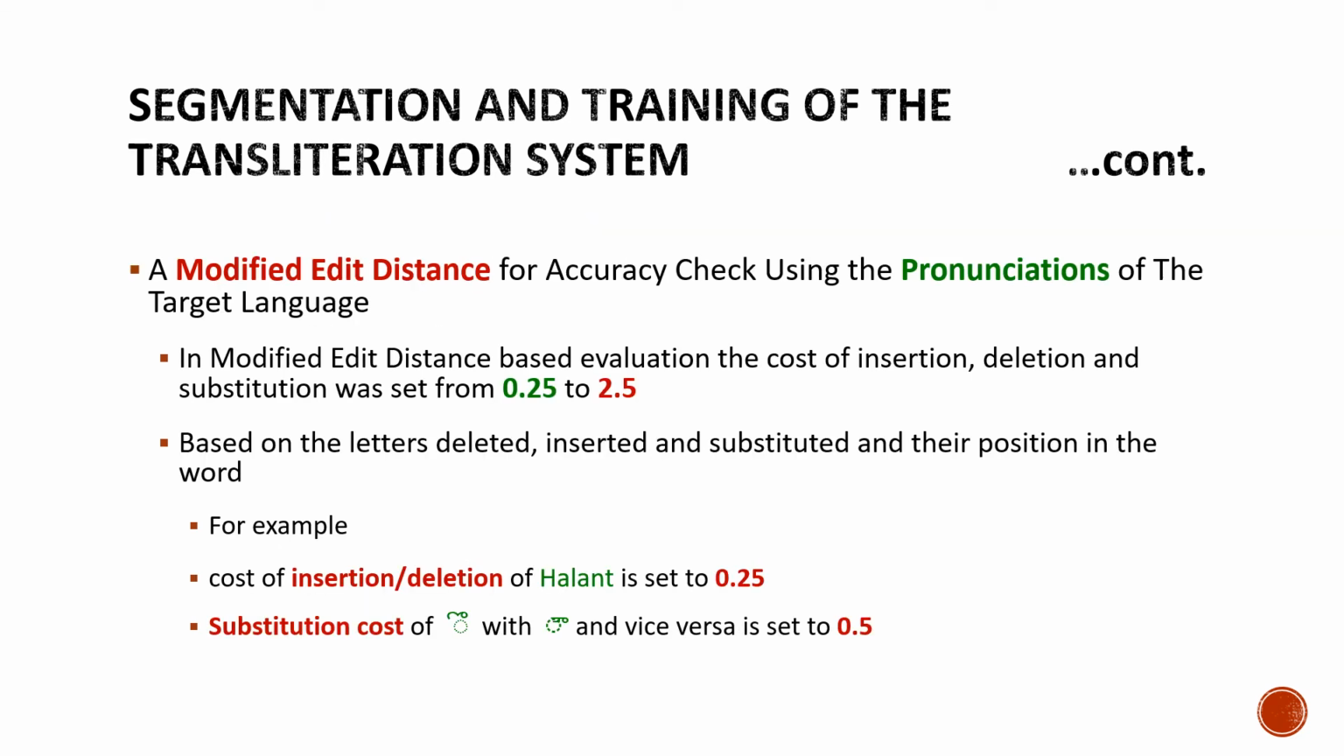A modified edit distance for accuracy check using the pronunciation of the target language. In MED-based evaluation, the cost of insertion, deletion, and substitution was set from 0.25 to 2.5 based on the letters deleted, inserted, and substituted and their position in a word. This was done by considering some of the letters in Telugu as phonetically similar letters.